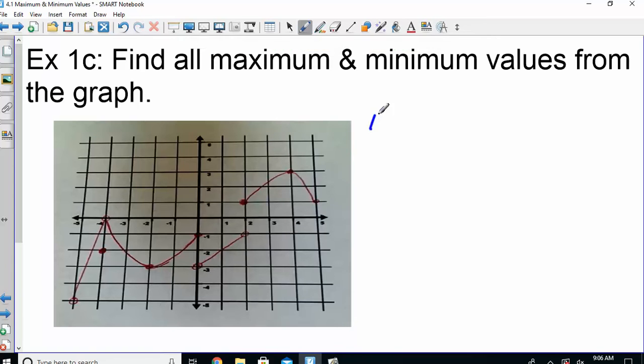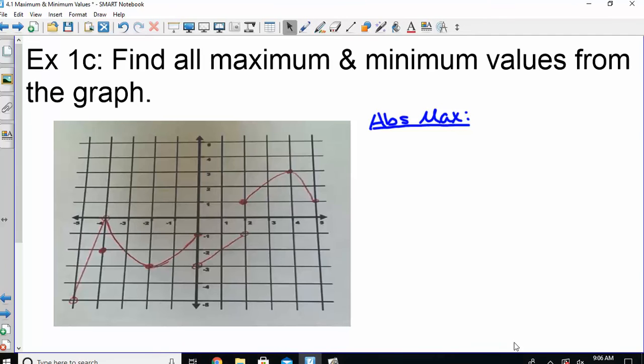Okay, the absolute max. Do we have a highest point on our entire graph here? Yeah. f of 4 equals 3. So the point (4, 3) is the absolute max.